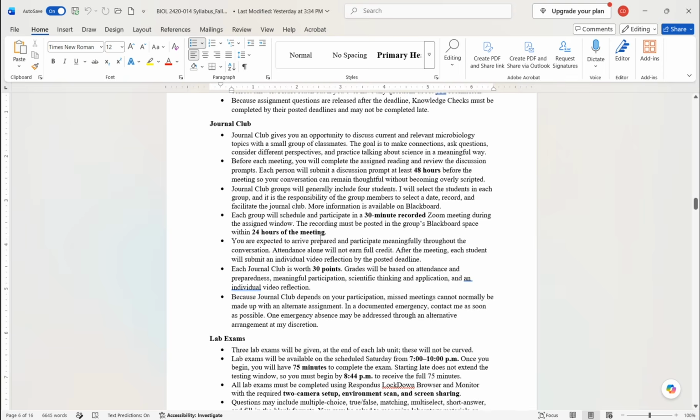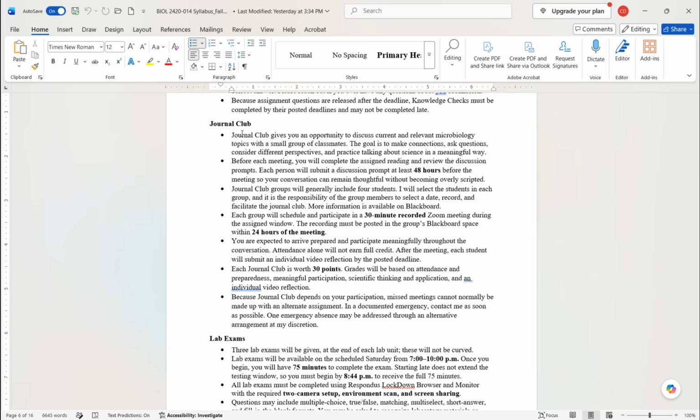The other lecture-based assessment item is the journal club. This is more of a medium stakes assessment because it's worth more than the knowledge checks, but not quite as much as the exams. For each journal club, I will put you into a group of roughly 3 to 4 students. It's going to depend on how many students are enrolled at any given time. And y'all are going to coordinate a 30-minute time slot that works for all of you.